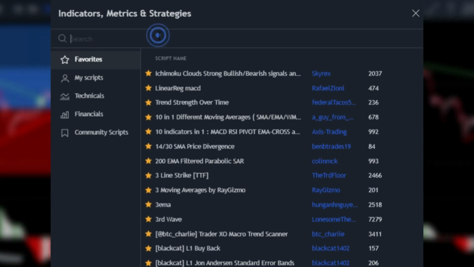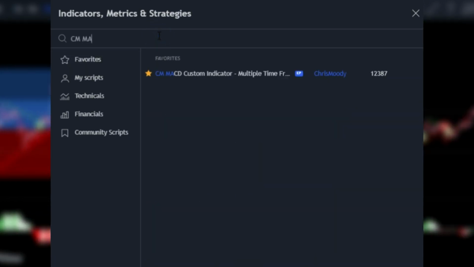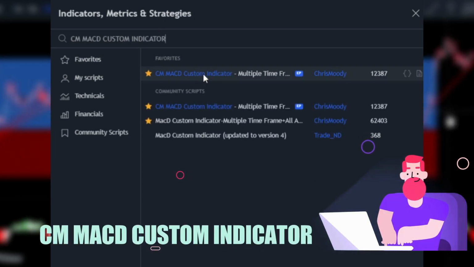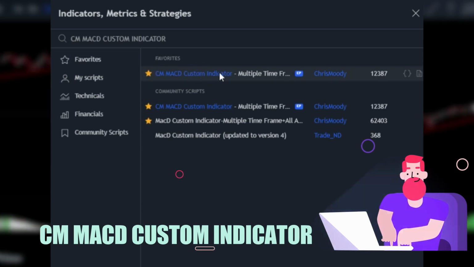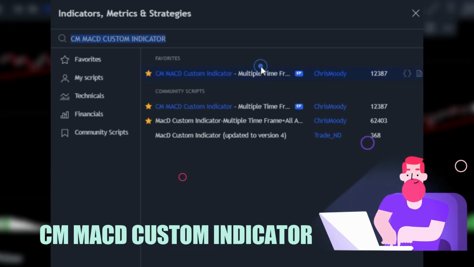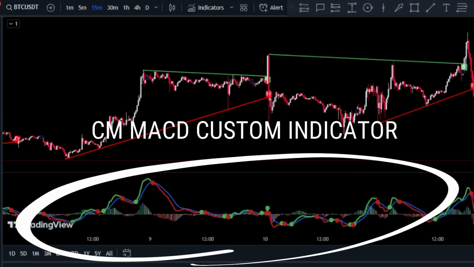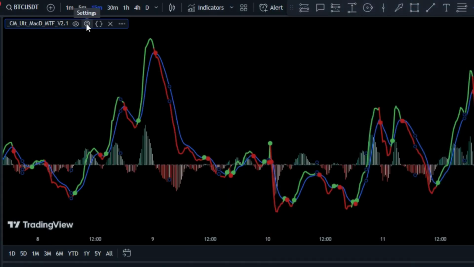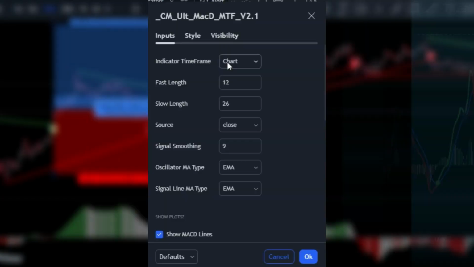The second indicator we'll be using is a customized version of the traditional MACD indicator called the CM-MACD Custom Indicator. This modified version can help us get a more precise confirmation of valid signals. After adding it to the chart, we'll make a few adjustments to fine-tune it.